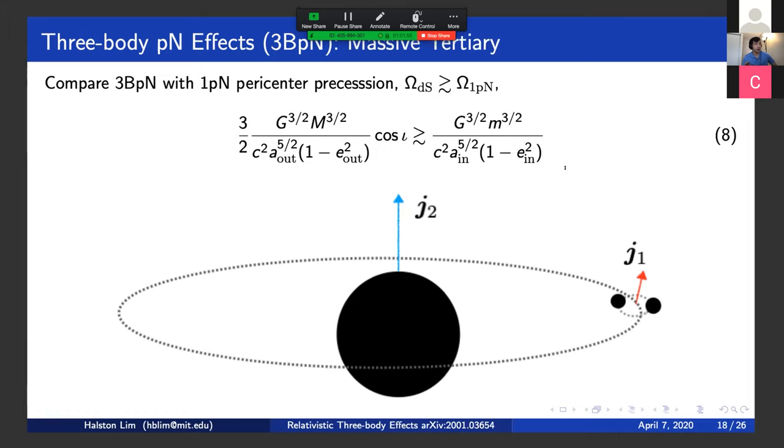So let's compare that precession frequency with the 1PN precession frequency, which is this expression here. When we're working with the hierarchical triple, the inner binary's size is going to be much less than the outer binary size. But if the central black hole is massive enough, we can satisfy this relation and the three-body 1PN effects will become important.